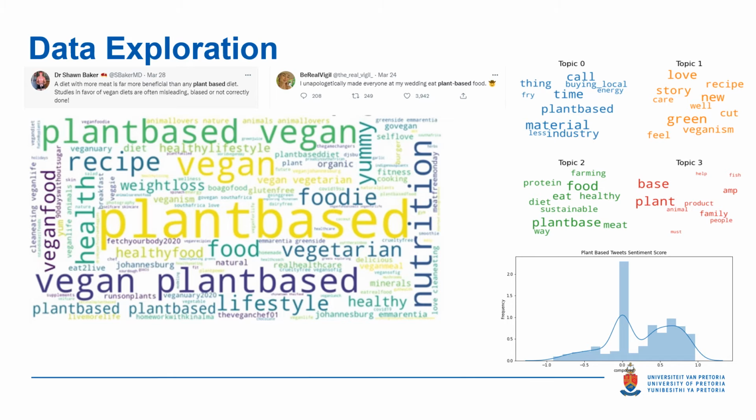Delving into data exploration, on the right, we see a sample of one of the tweets. "I unapologetically made everyone at my wedding eat plant-based food," is what it says. Below that, we have different hashtags that we found to be the most dominant within our dataset. Some of these include hashtag #FetchYourBody2020, hashtag health.